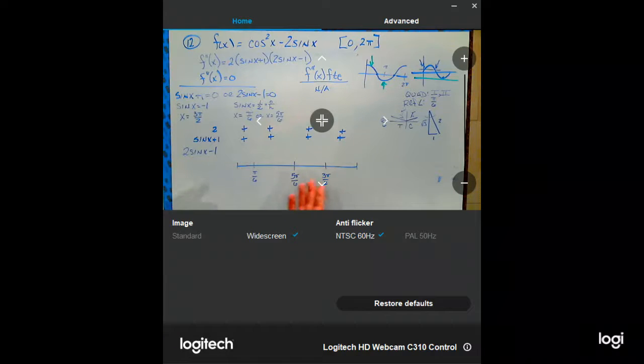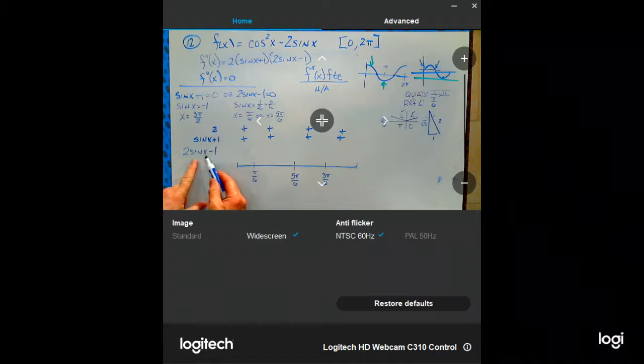Well, we can pick some test points, right? We can pick some test points and see what's happening there. So what do we need, down here? If we plug 0 into this, sine of 0 is 0. This would be negative 1, right? So that's going to be negative.